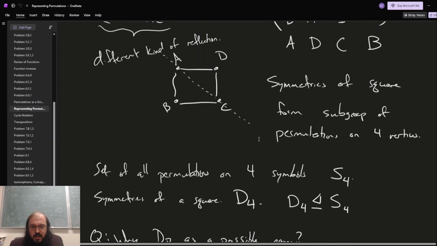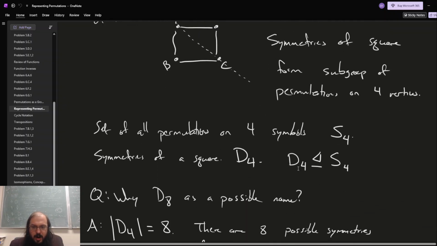So we denote this by writing that the symmetries of the square, which we're going to call D4, are a subgroup of S4. We use this triangular lesser-equal kind of sign, and this is the group theory version of being a subgroup. We want to distinguish it from the usual subset notation so that we remember we're talking about groups.